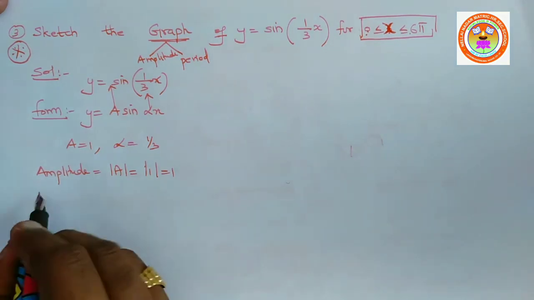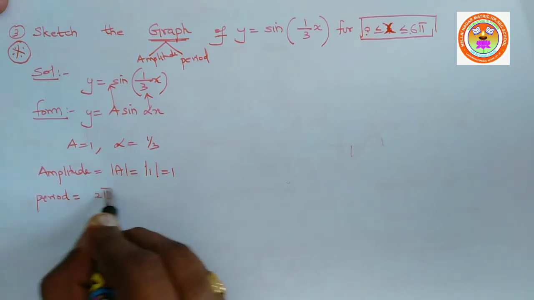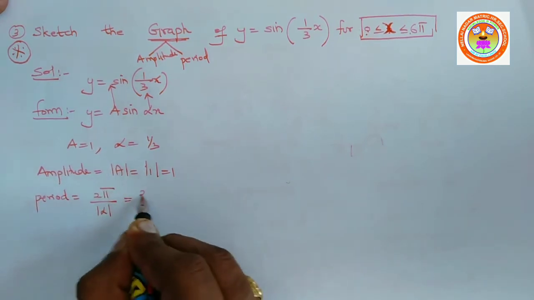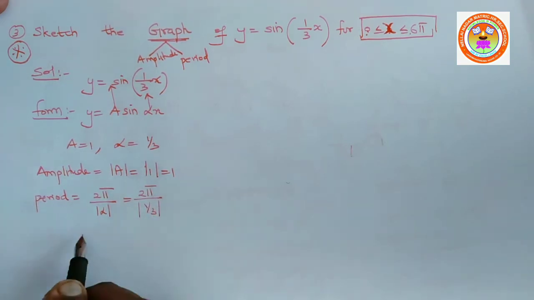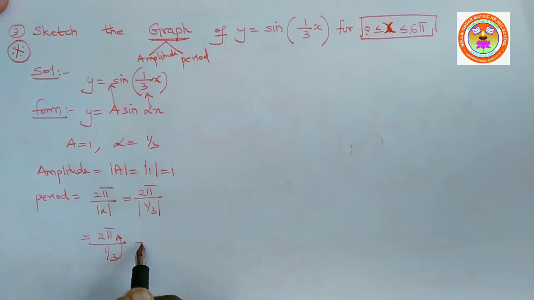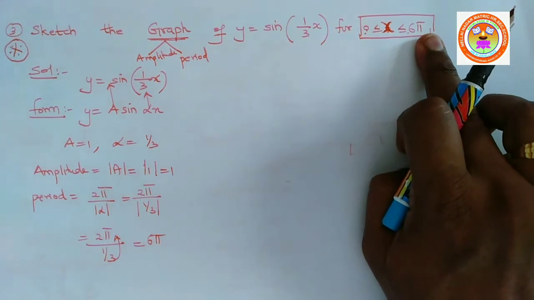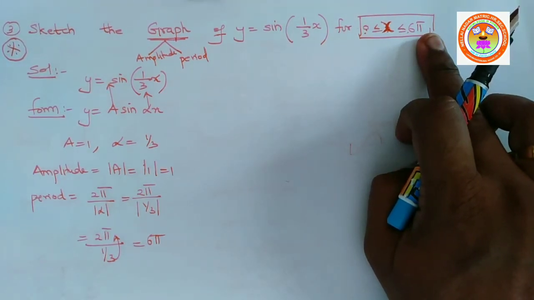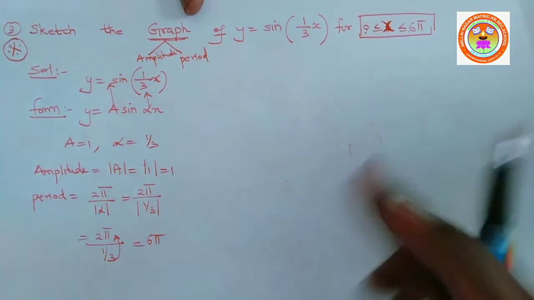Next, period is equal to 2 pi divided by modulus of alpha. 2 pi divided by modulus of, what is the alpha value? 1 by 3. Therefore 2 pi divided by modulus of 1 by 3 is 1 by 3. The 3 moves up, and 2 threes are 6 pi. So we have got the period, which is nothing but 6 pi. The period is nothing but one complete cycle. One complete cycle is the process which is going to repeat. This is one period.